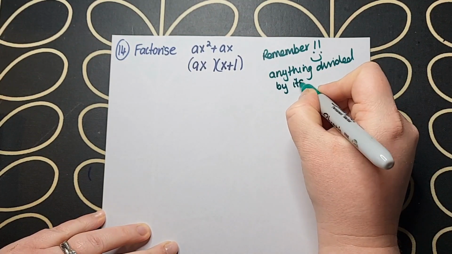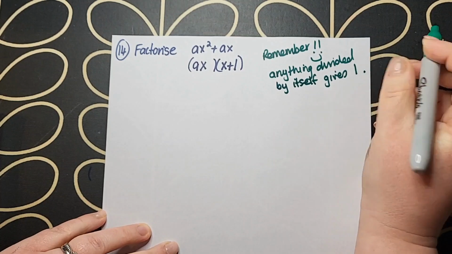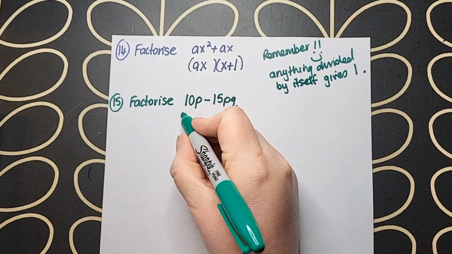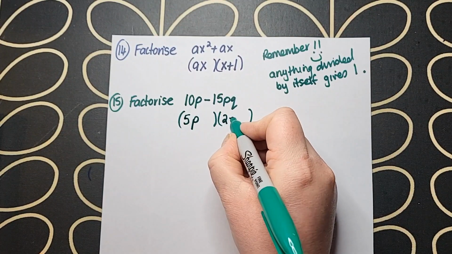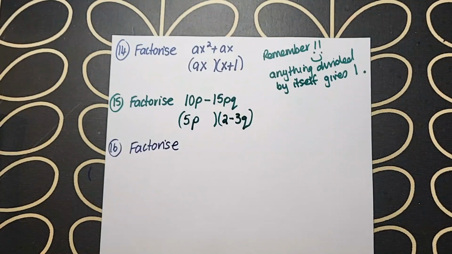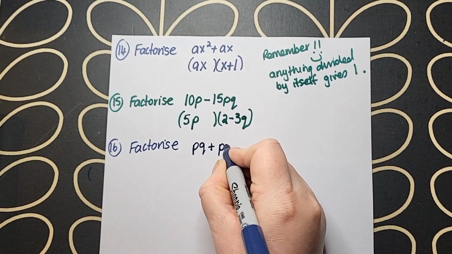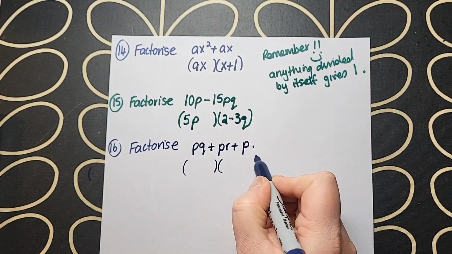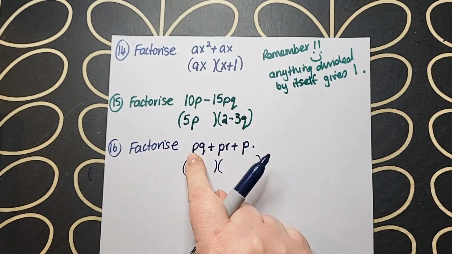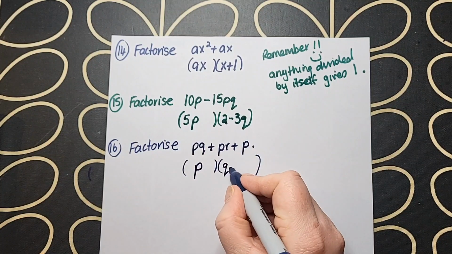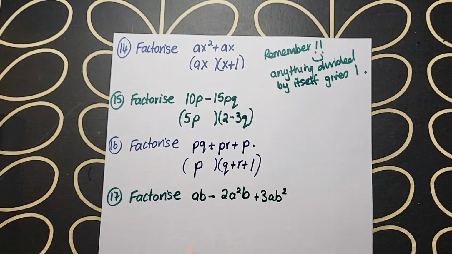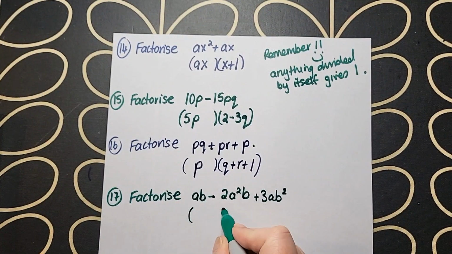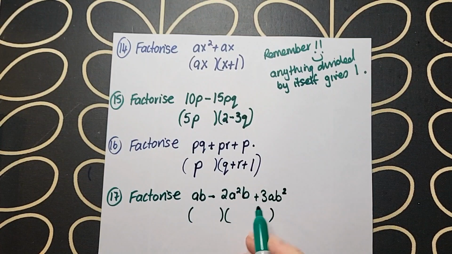And then when we move on to question 15, again, we see that the 5 divides in evenly to the 10 and the 15, and p divides in evenly to the 10p and the 15pq. And we put that in the first bracket, and then the second bracket is filled with 2 minus 3q. Question 16 is something similar, and question 17 has 3 parts to it, but again, we still only have 2 brackets because when you're factorising you separate them into a pair of factors.